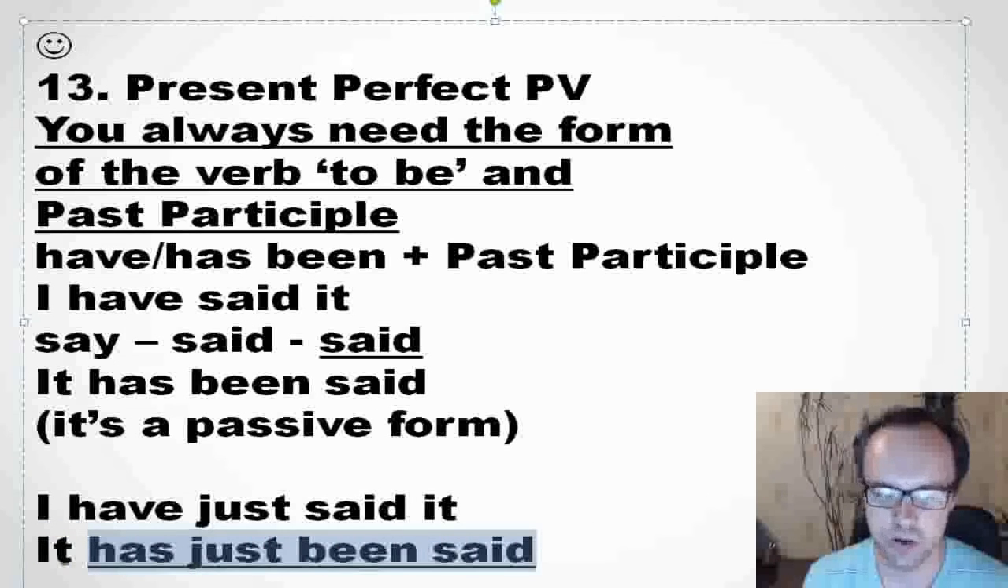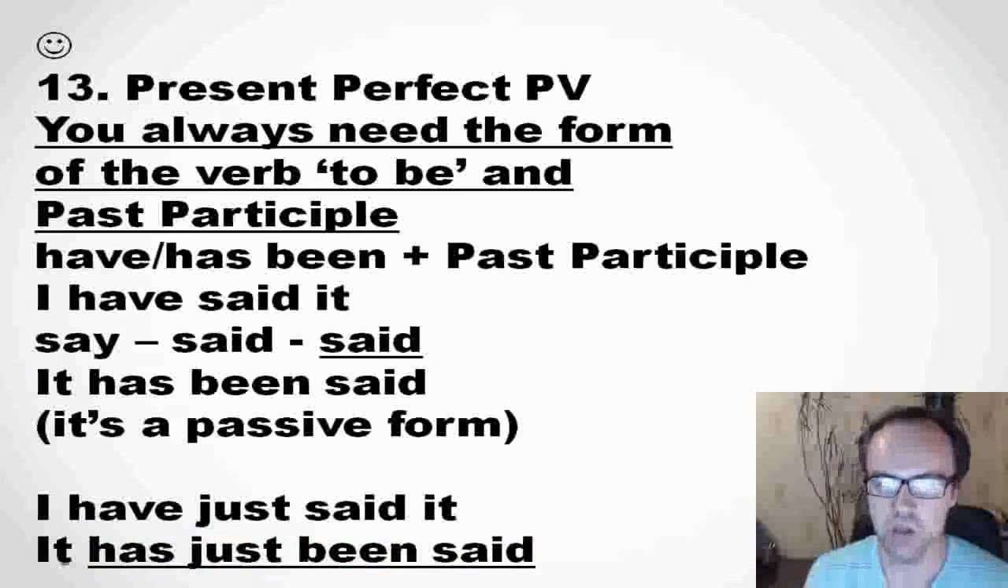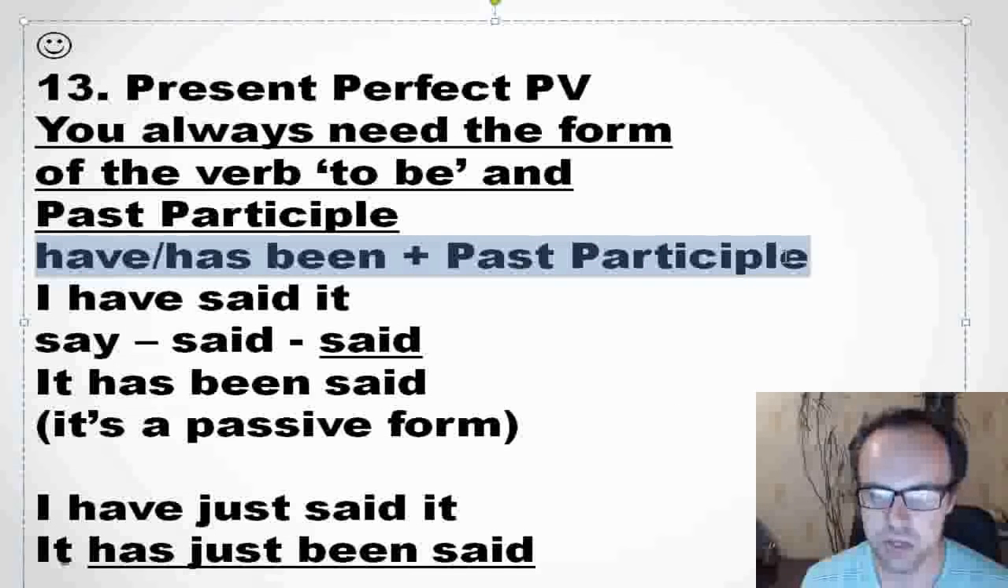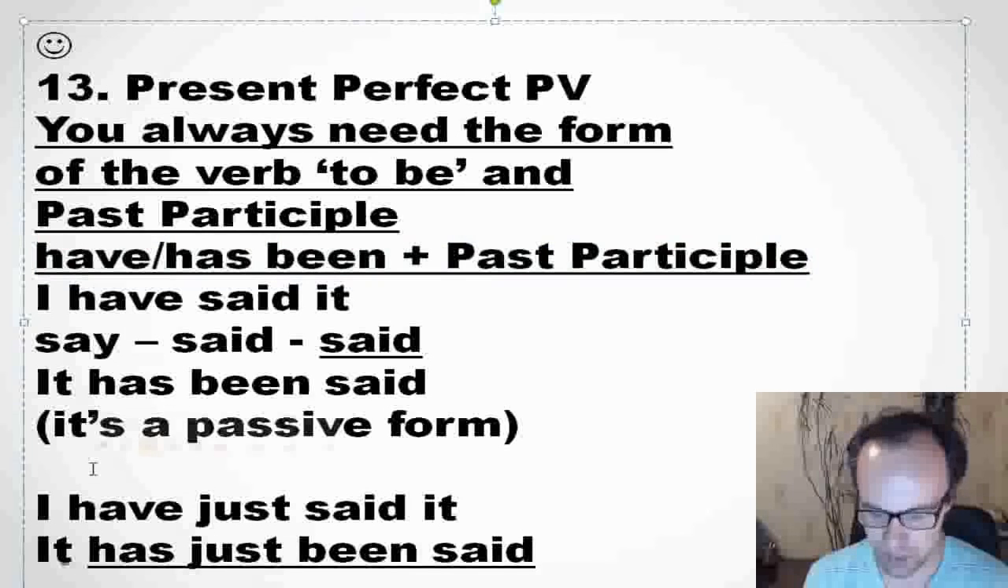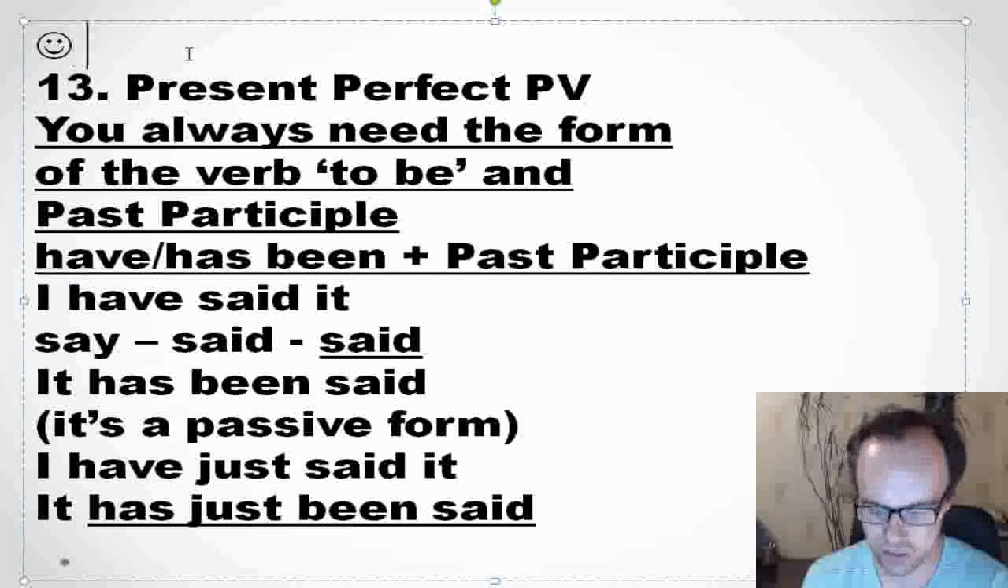Okay, so present perfect passive voice. You always need the form of the verb to be and past participle. So have or has been plus past participle. I have said it. It has been said. It's a passive form. I have just said it, so it has just been said.